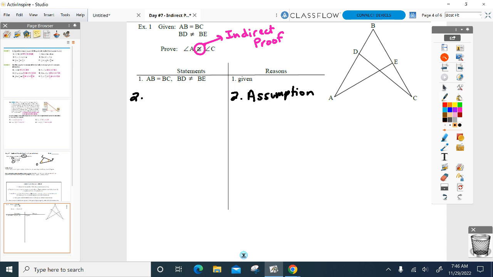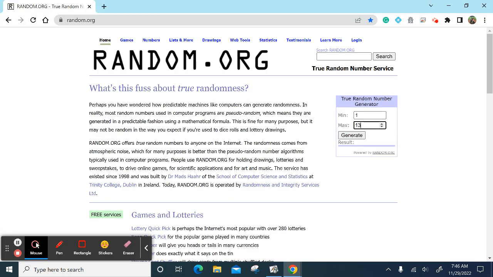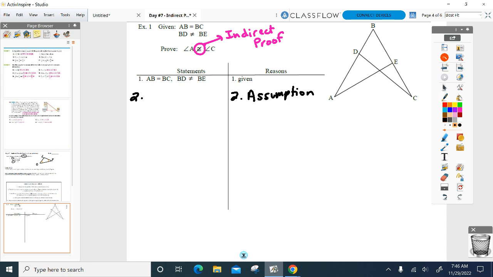If we're proving A not equal to C, what would be the opposite of that statement? Well, that's what we're saying, so what's the opposite of that? That's what we're going to assume: the opposite of the proof statement. Everybody good? You assume the opposite of the proof statement is true. That is always our assumption. Take your proof statement, say the opposite is true.